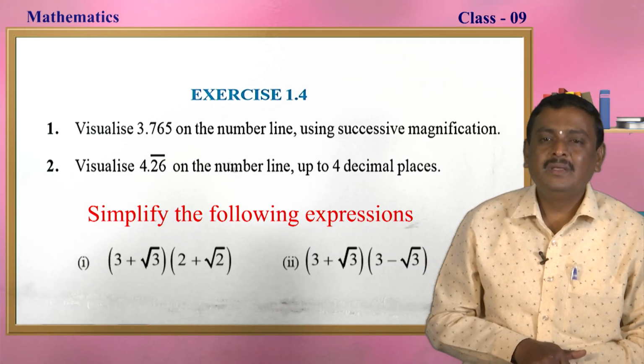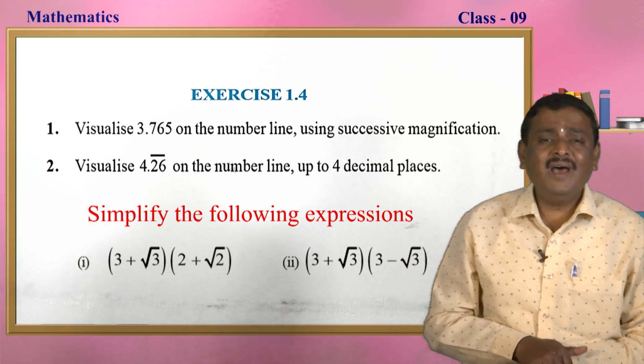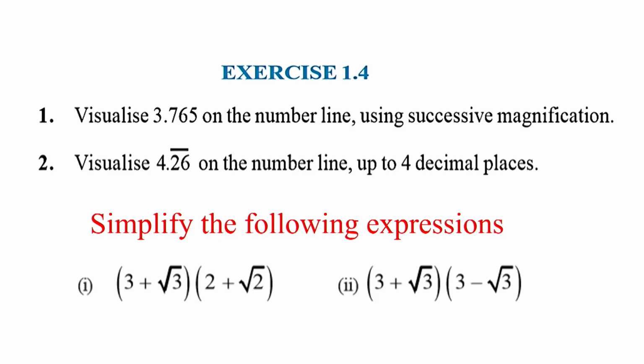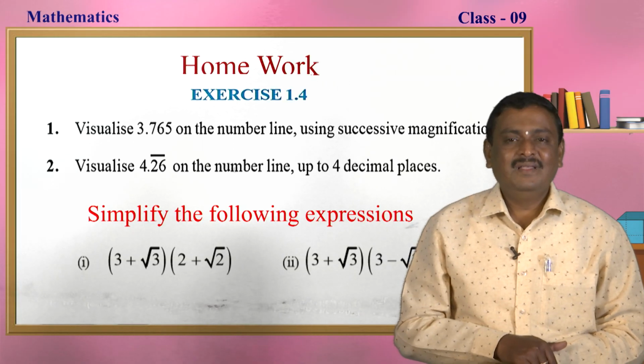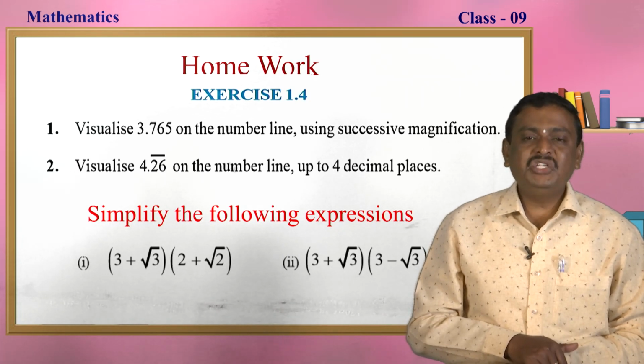Exercise 1.4. Visualize 3.765 on the number line using successive magnification. Visualize 4.26 bar on the number line up to 4 decimal points. Simplify the following expressions, that is 3 plus square root of 3 into 2 plus square root of 2. Second one, 3 plus square root of 3 into 3 minus square root of 3. It is the homework. Please do all the exercises, okay, and show to your teacher.